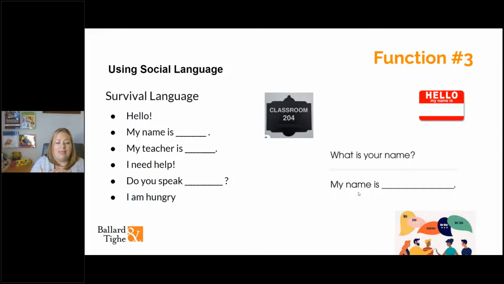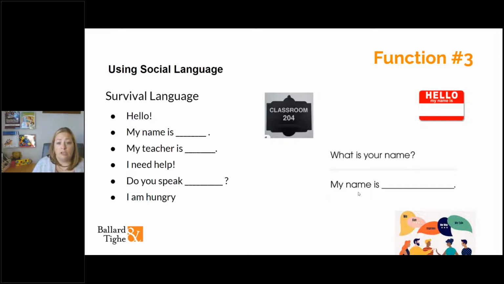So, we want to get them to the point of my name is, but in response to the cue of what is your name, not just being able to say my name is. We want them to know when it's appropriate to respond to a question with my name is, or hello, or my teacher is. So we also want to look at I need help, maybe asking someone in the building to see if they speak their native language.